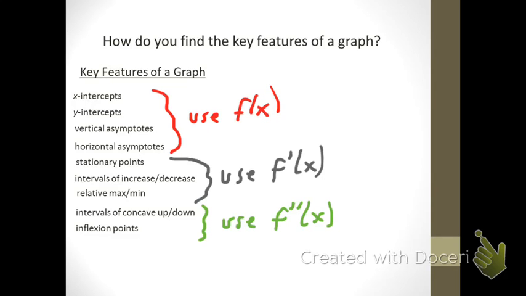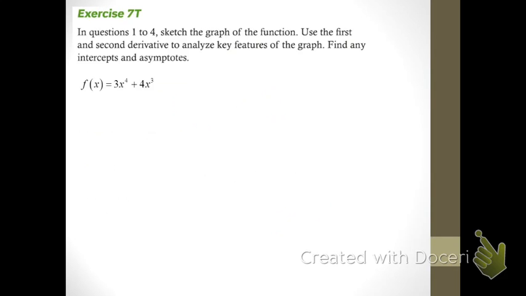Let's put this into practice. Now, I wrote the directions from exercises 7t right here because those are the directions I want you to be able to follow. Ignore where it says questions 1 to 4. Actually, for the exercise set itself, it's supposed to say 1 to 6 because there are 6 problems there. But as far as we're concerned, for this example, let's sketch the graph of the function using the first and second derivatives to analyze key features of the graph, and we're also going to find any intercepts or asymptotes.